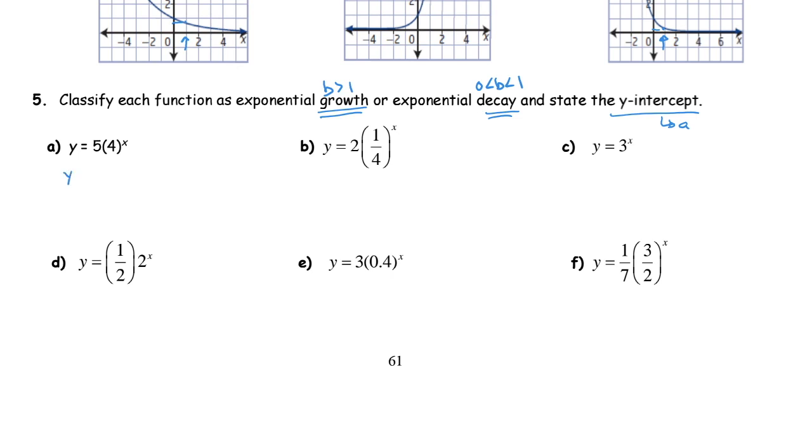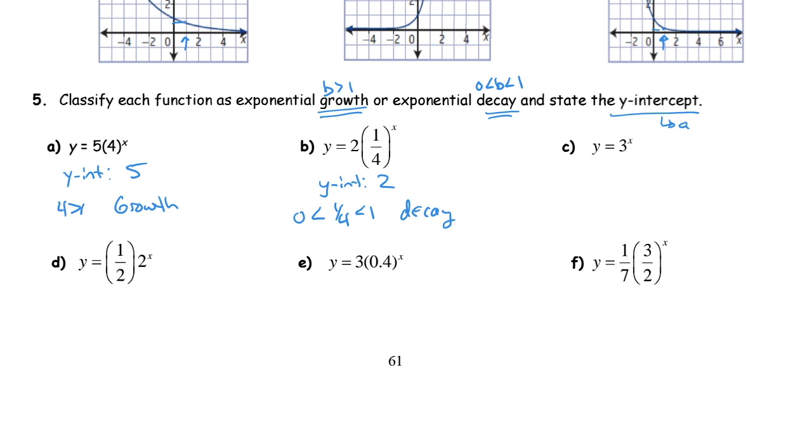So for this first one, the a value is 5, which means my y-intercept is 5. Because the b value, 4, is bigger than 1, this is going to be growth. For this next one, my y-intercept is going to be my a value, which is 2. And in this case, because 1/4 is between 0 and 1, this is going to be decay.